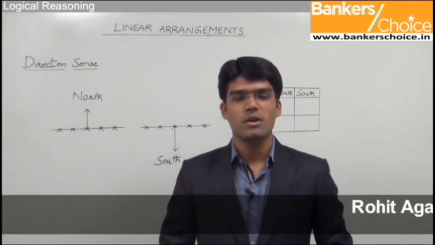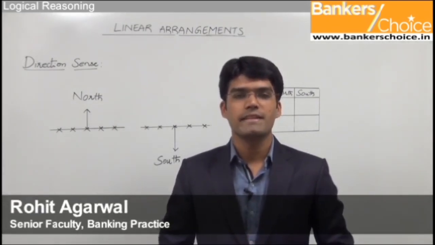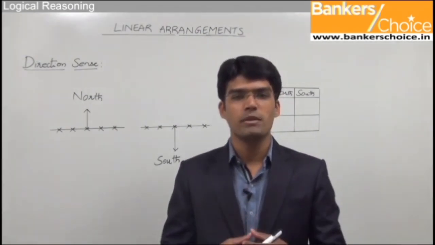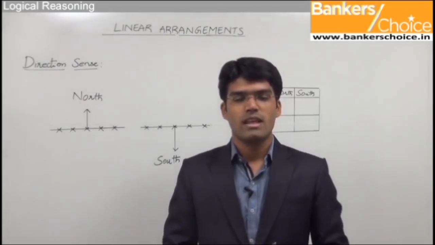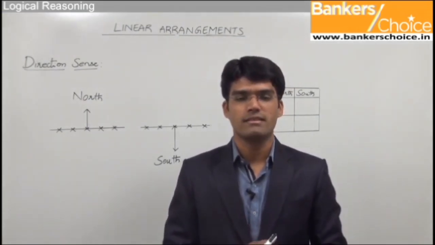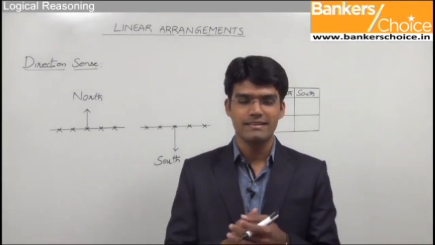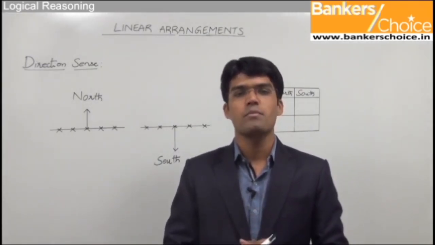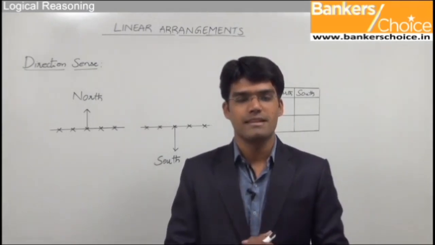In this session, we are going to discuss linear arrangements. In case of linear arrangements, we are supposed to arrange a group of people in a row. And to solve questions based on linear arrangements, we need to be clear with 2 points. The first one is the direction sense, that is, the left and right of a person when he is sitting in a row. And the second point is how to understand the given statement.